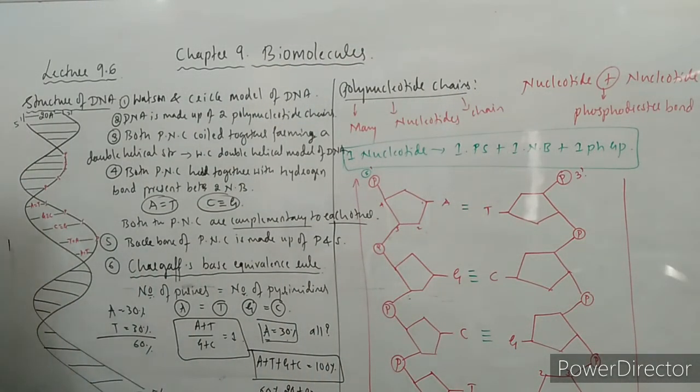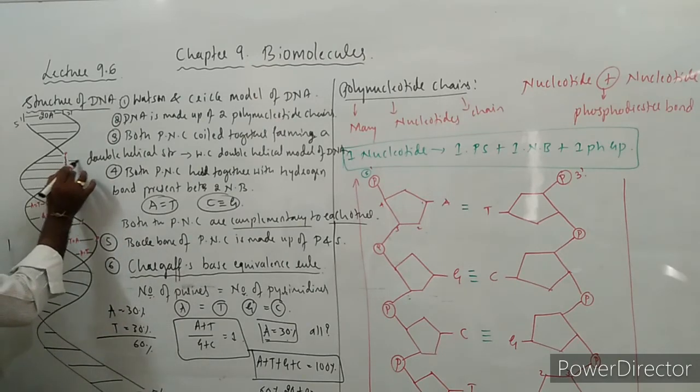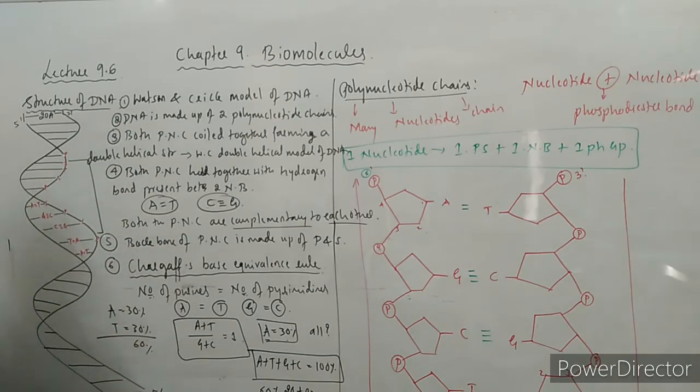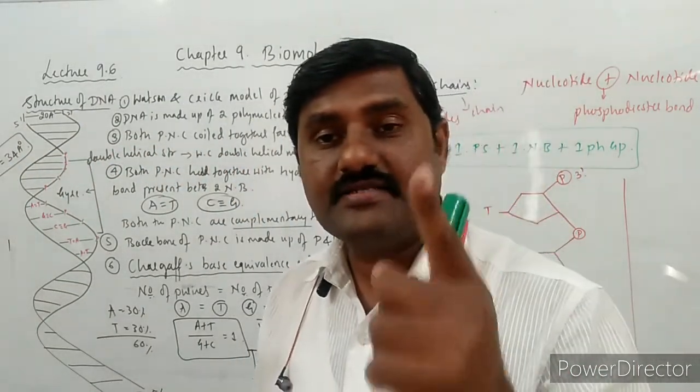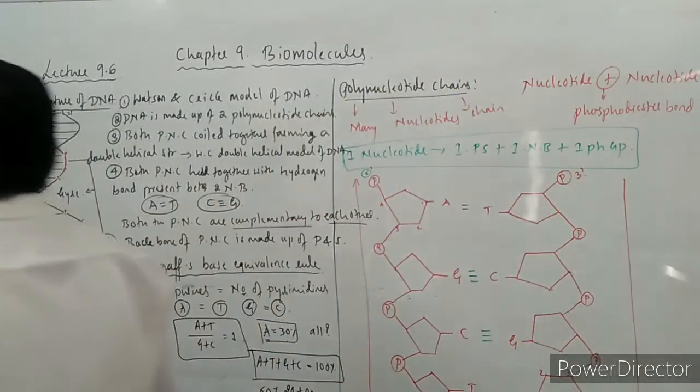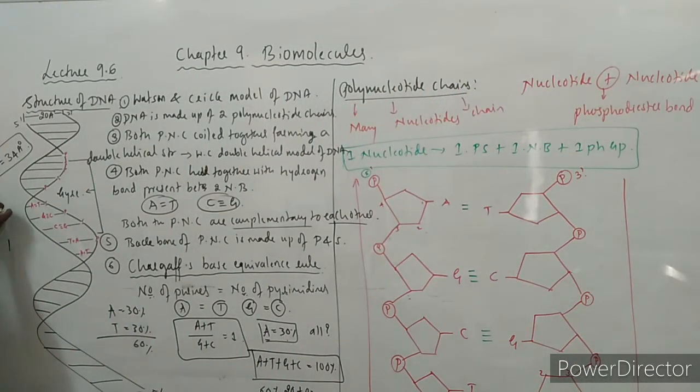One complete turn of DNA is called as a pitch. See here, this is one complete turn of DNA, and this is called the pitch. One pitch is equal to 34 angstrom units. One pitch consists of 10 base pairs.